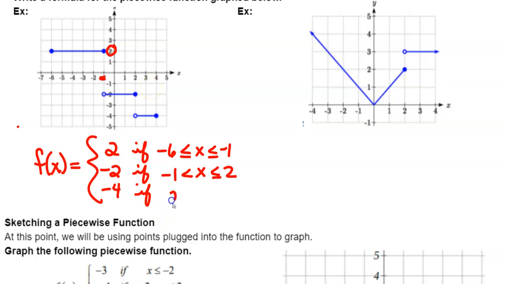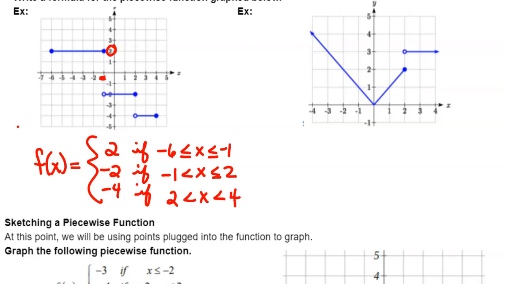So this would be 2, open circle, less than x, which is less than or equal to, because I have a closed circle, 4, and that would be my notation there, okay? That's my function.